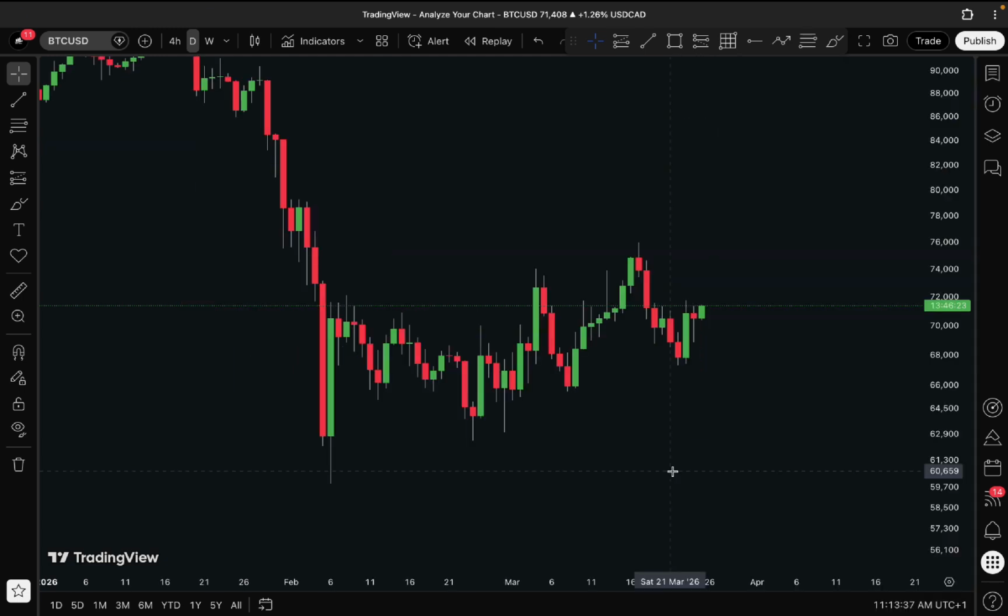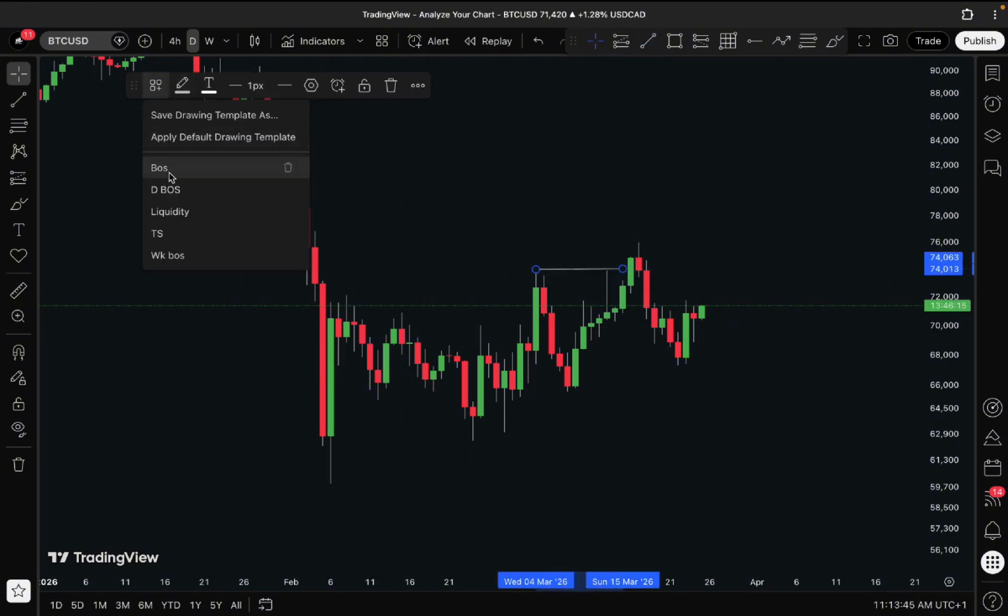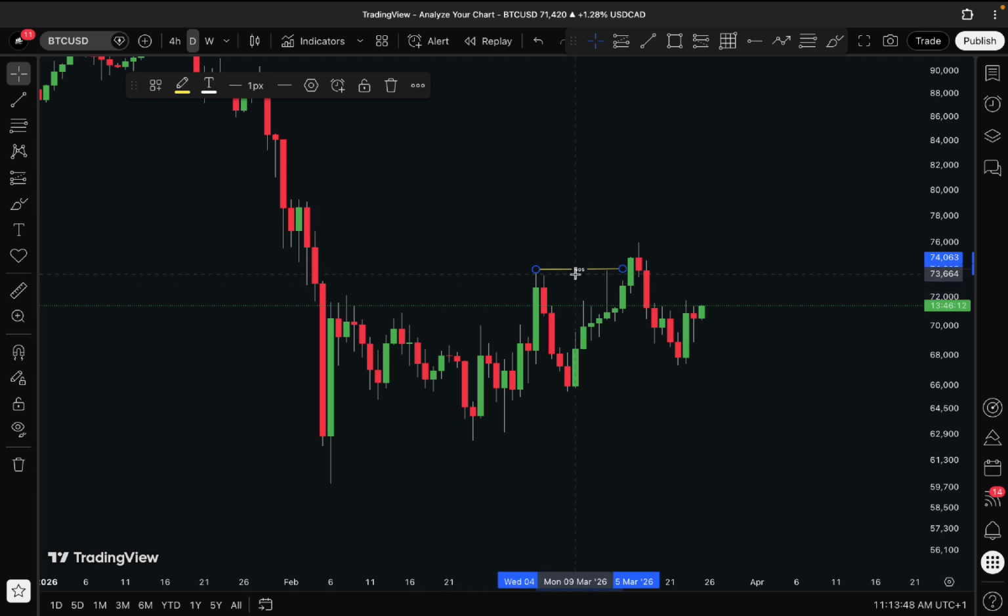We want to start from the daily time frame, and the first thing you see here on the daily time frame is that we had this break of structure here. This is a daily break of structure, and then we have our swing low and our swing high.